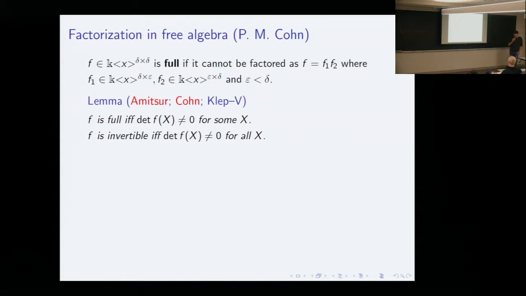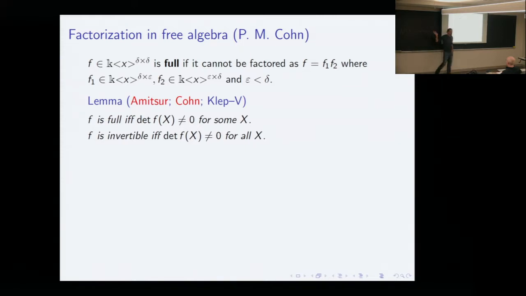And first, we usually don't talk about factorizations for all possible matrices of polynomials. There are ones that we just don't want to deal with, and that's the non-full ones. Now, what does being full mean? Well, a matrix is full if it can't be factored as f1, f2, where f1 is delta times epsilon, with epsilon smaller than delta, and f2 is epsilon times delta. So we don't want to deal with matrices that factor like something tall times something long.